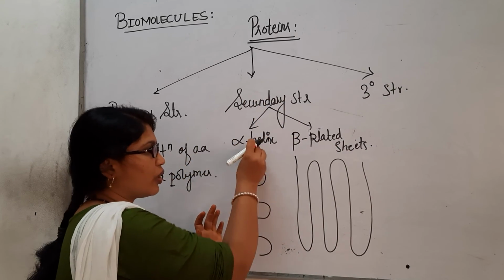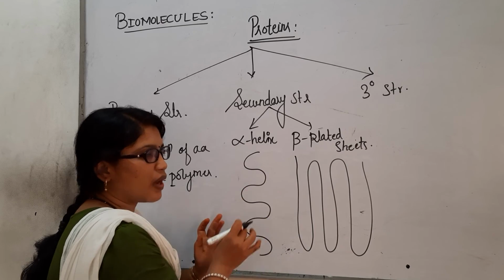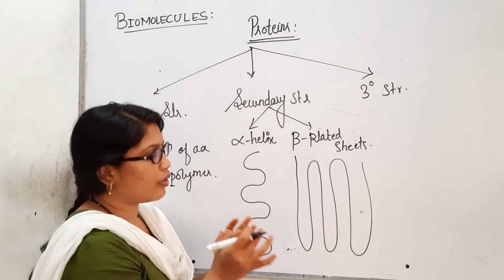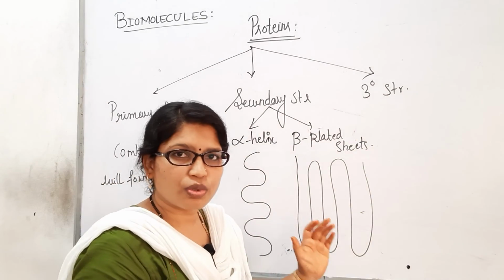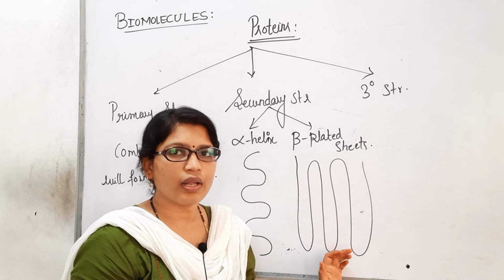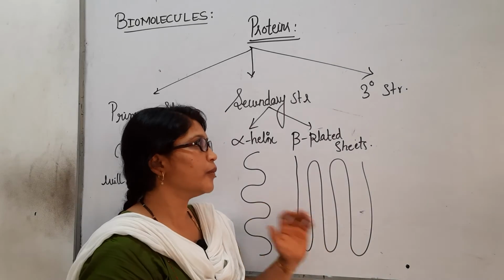Now we have to check out how these combinations of amino acids exist and which binding site they use to obtain the secondary structure. All those things we have to check out.